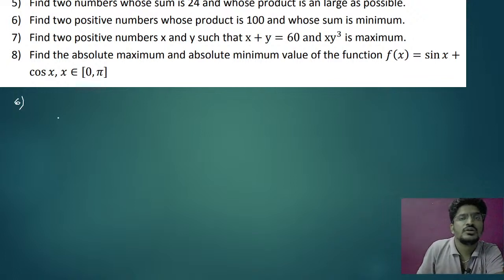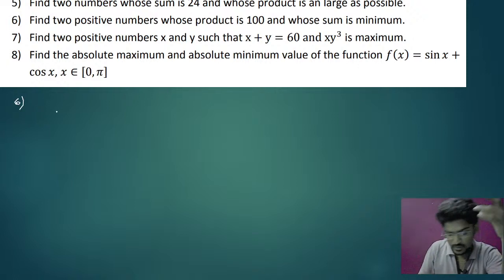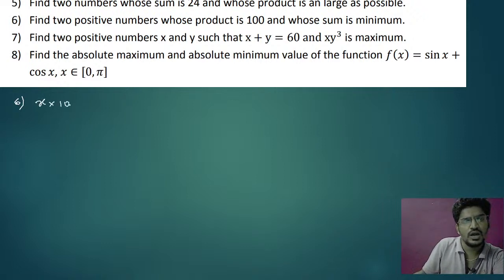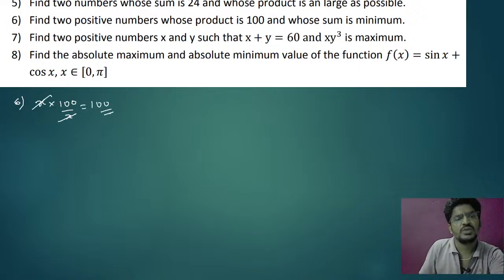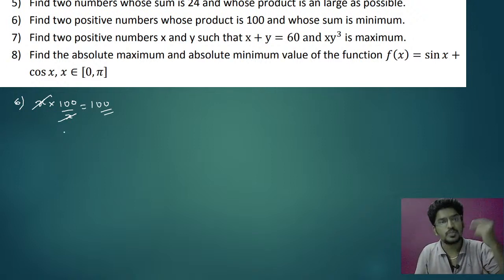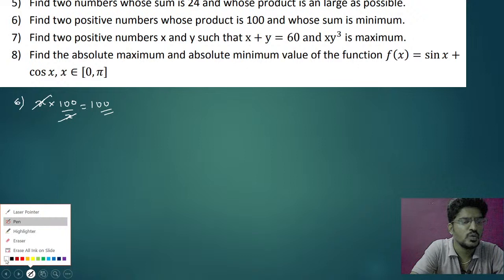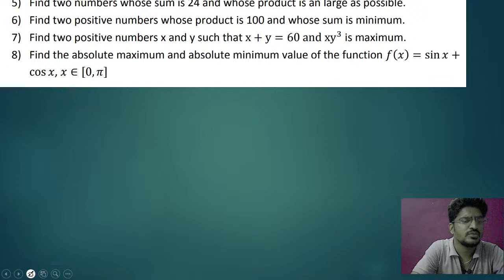And the sixth one is, find two positive numbers whose product is 100. Very good. So here they are telling find the two positive numbers whose product is 100. That means I can take x into 100 by x. That will be equal to 100. x I will cancel, it will be equal to 100. Clear? That's why I will take it as x into 100 by x, because the product must be 100.